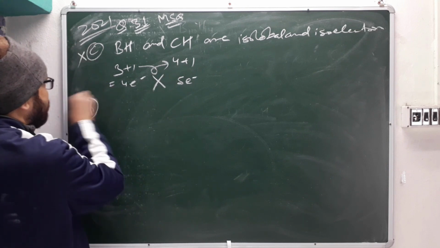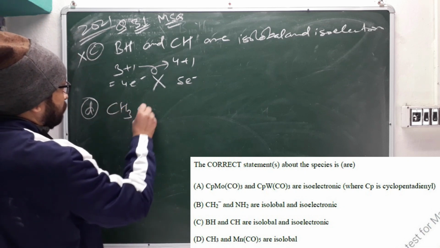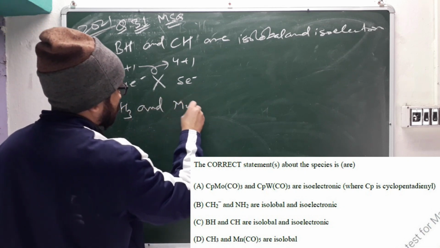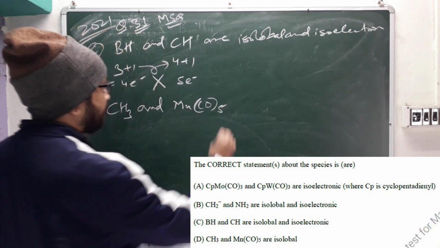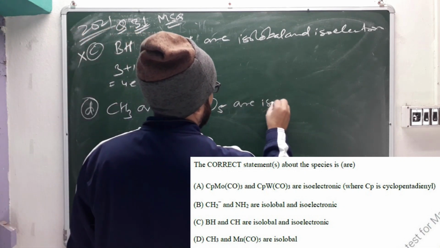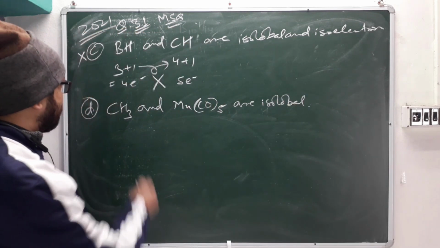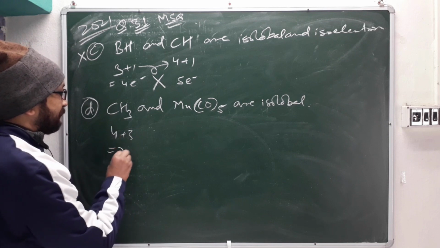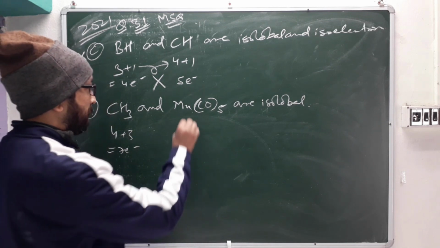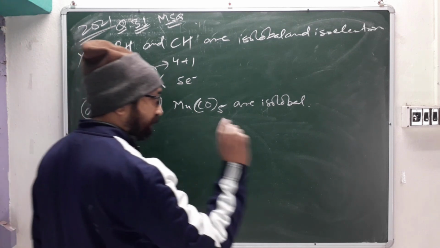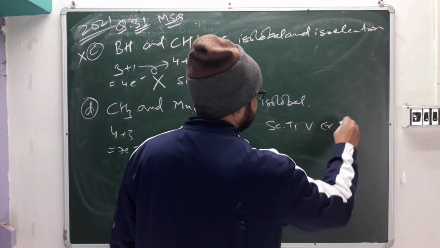Now option number D, we will see what they have asked. CH3 and Mn(CO)5 are isolobal. Now just find out whether it's isolobal or not. This is 4 plus 3. How much? 7 electron it is coming. Now for manganese, how much is it coming? Let's see. Manganese, again you write it down: scandium, titanium, vanadium, chromium, manganese.